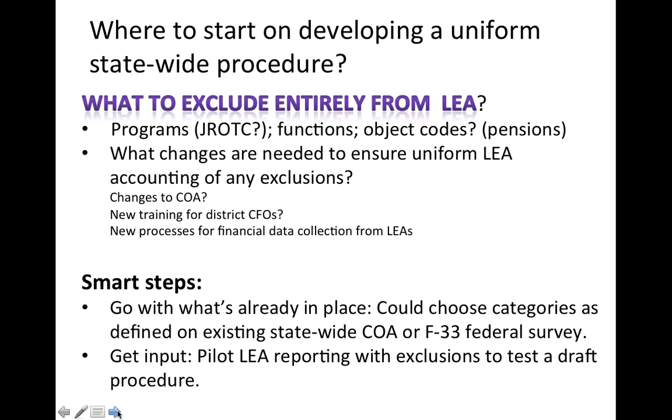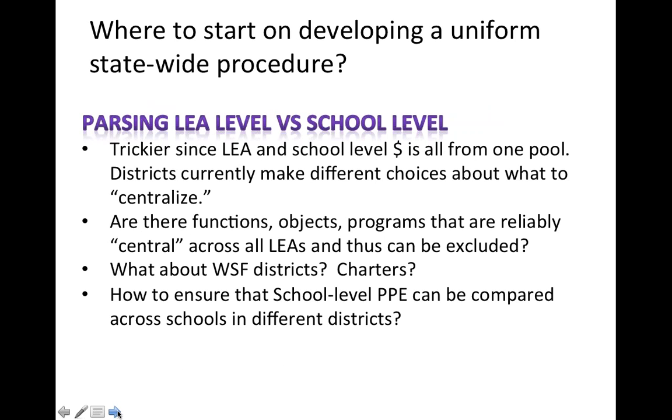But I think the more nitty-gritty stuff will be on what happens when we're trying to parse LEA level versus school level expenditures. That's the second part of the uniform procedure. This one might be a little trickier, in part because all the LEA and school level money is from one pool, and that tends to mean one bank account, and we're asking people to put it into separate buckets and to do so in a uniform way. Currently, we do know that districts are making different choices about what to assign centrally, and we brought some data from that. We dug in a little bit more on the Mississippi data, and we'll show that again, but also some other data sources from other places that we have.